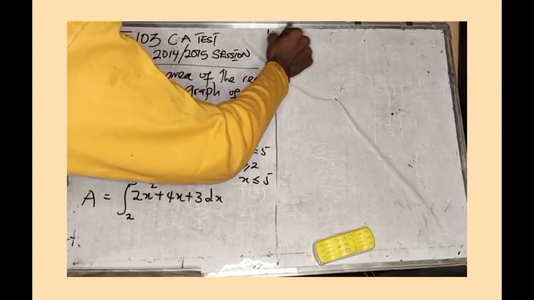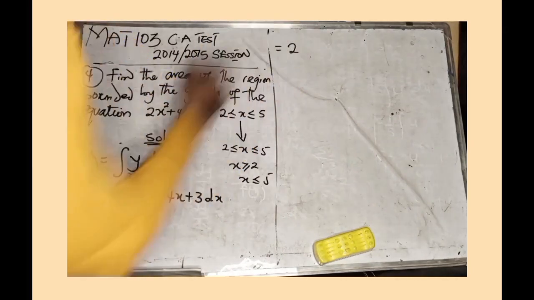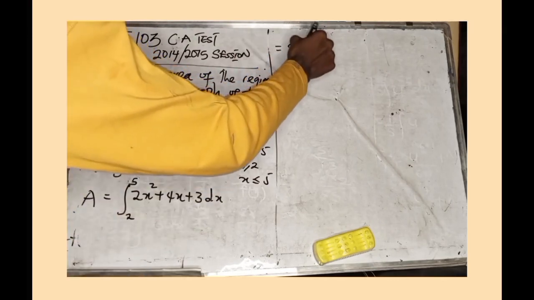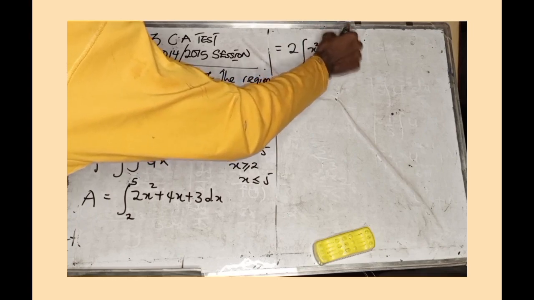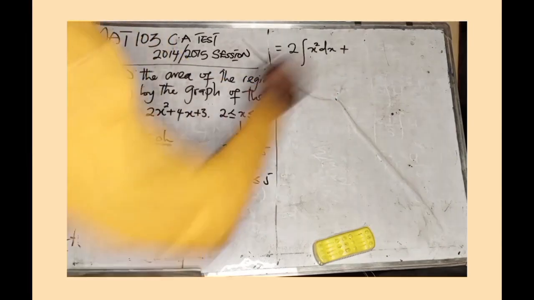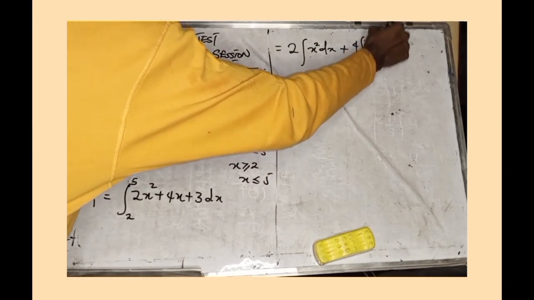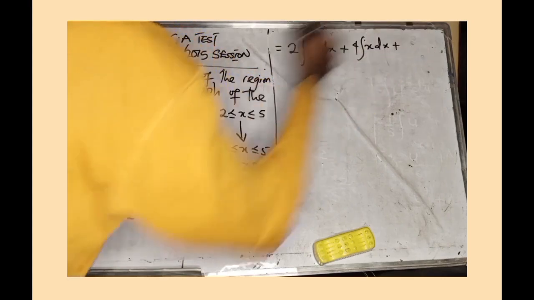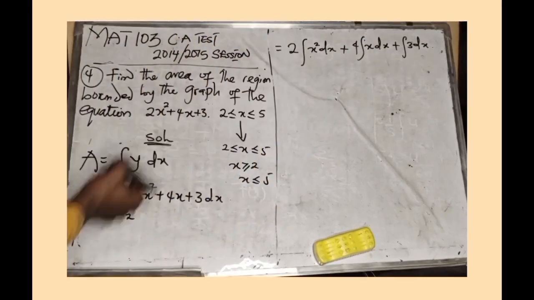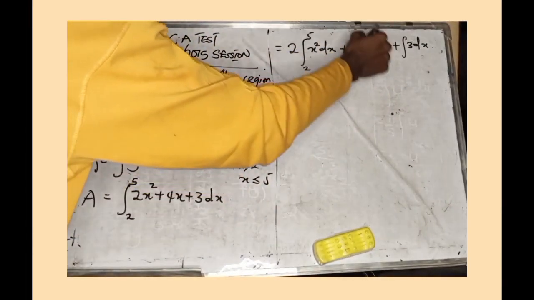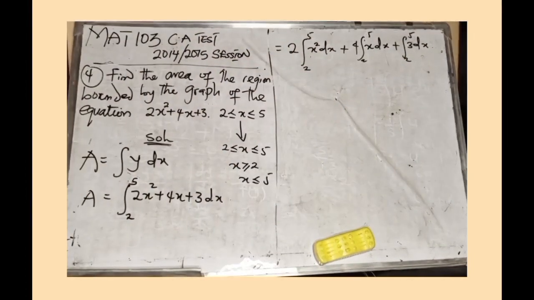Okay, now this will give us, let me bring out the 2 outside. I will integrate them part by part. This is 2, which is the constant, the integral of x squared dx, plus this 4 here I'm bringing outside, for the integral of x dx, then plus this is just 3, so the integral of 3 dx. But not to forget they have boundaries from 2 to 5, from 2 to 5, this from 2 to 5. Okay, so now what next, guys?